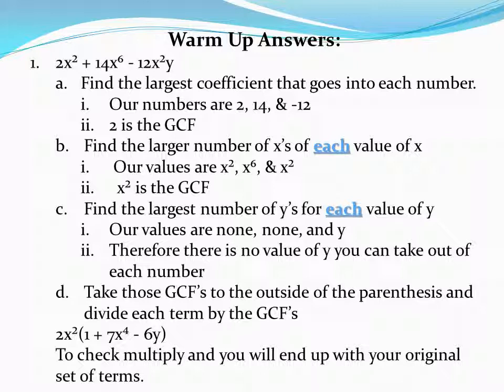Second, look at the x's and find the largest power of x common to each. So our values are x squared, x to the 6, and another x squared. Well, x squared is the greatest common factor because x squared is a factor of each one of those x's.